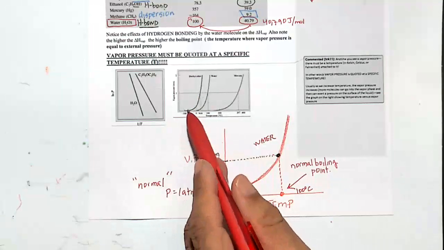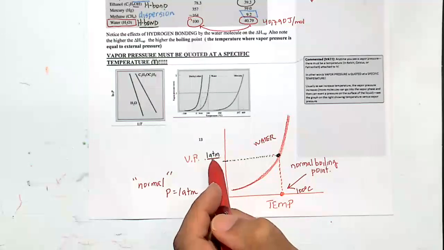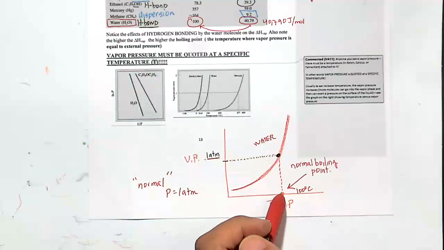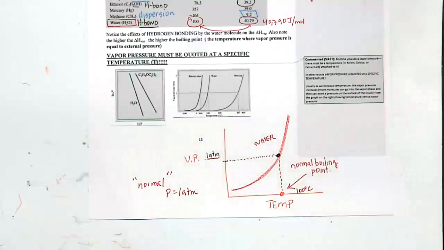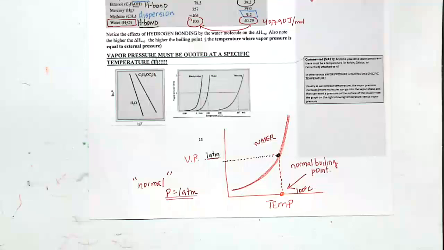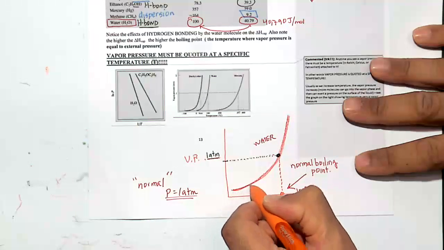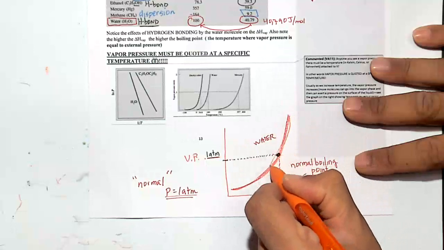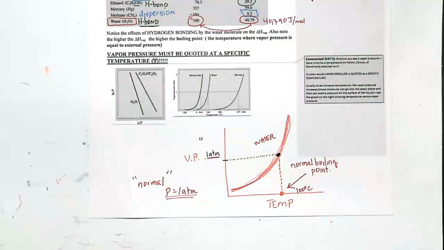So this is the shape of the graph, vapor pressure on the y-axis, temperature on the x-axis. At 1 atmosphere, we call that the normal boiling point. For water, it's 100 degrees. For some other things, it's a different boiling point. So normal means what? Normal means 1 atmosphere. And that's the shape of the curve.